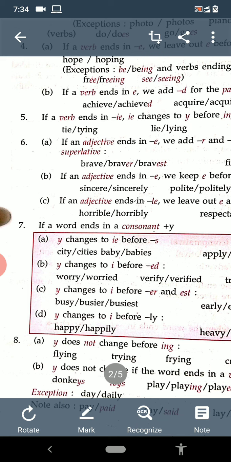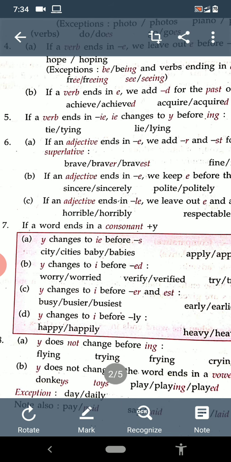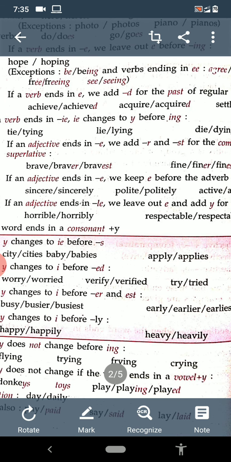Y changes to I before ly. Happily and heavily. Y does not change before ing. Flying, trying, frying, crying. Then donkey, Y does not change if a word ends in a vowel plus Y. Donkeys and toys. Day or daily. Pay, paid, say, said, lay, late.